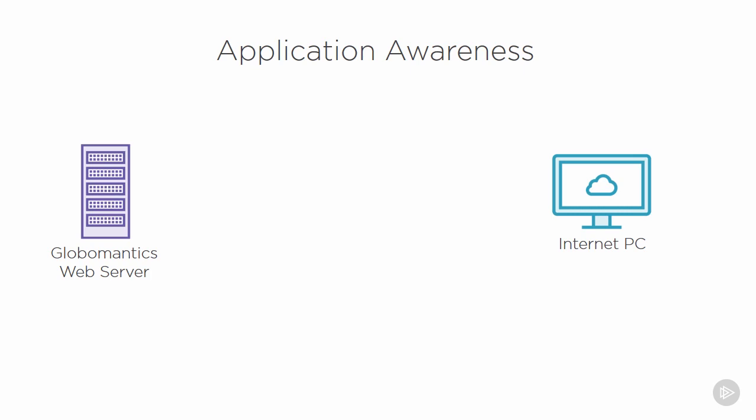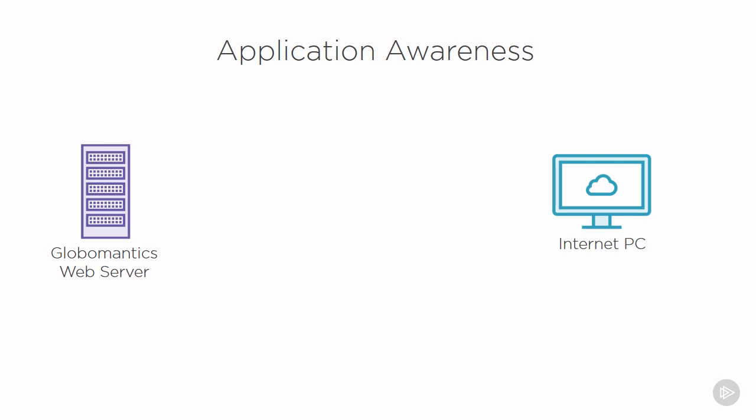Application awareness works in two directions. What I had just been talking about was users on the inside trying to access resources on the outside. And we had a combination of user control plus application awareness, meaning that we can identify that you're going to Facebook and playing a game. In the other direction, application awareness means that we have a user out on the internet trying to get to our GlobalMantics web server to purchase our Star Wars memorabilia.